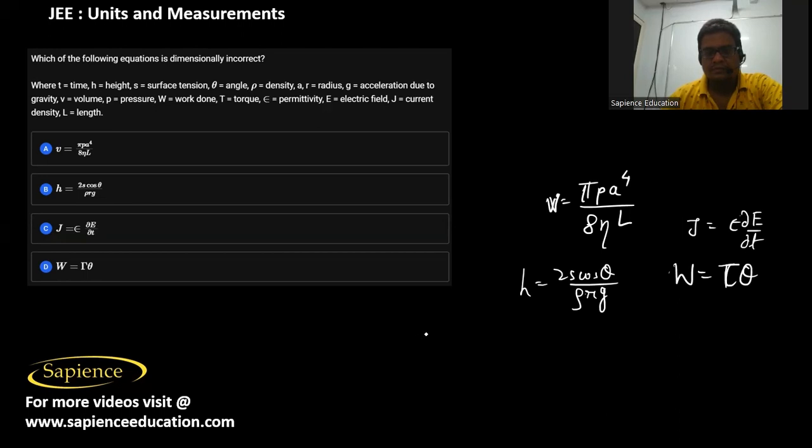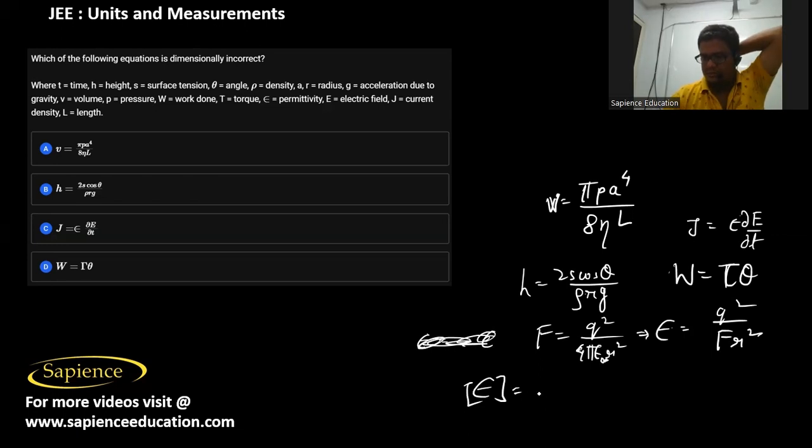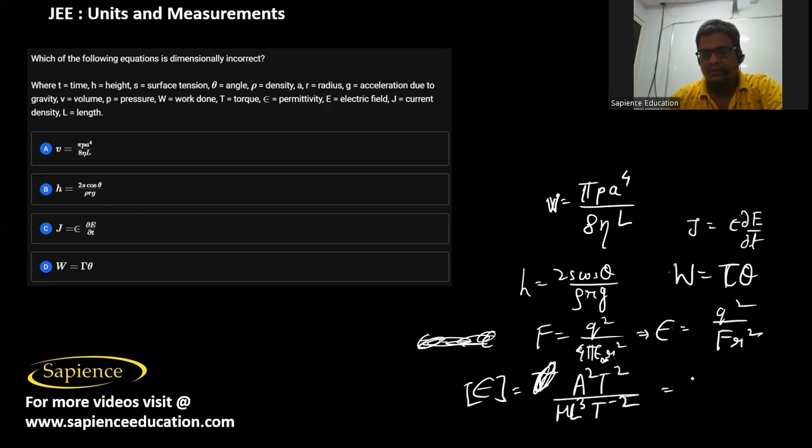So epsilon will have the unit. Epsilon is, we know that F is equal to q1 q2 by 4 pi epsilon naught r square. So epsilon will have the dimension of q square by F r square. So therefore epsilon dimensional formula, that is I square t square, I means current, q is equal to I t, so it is A square T square divided by M L cube T power minus 2. So this will be M power minus 1 L power minus 3 A square T power 4. So this is the dimensional formula for epsilon.